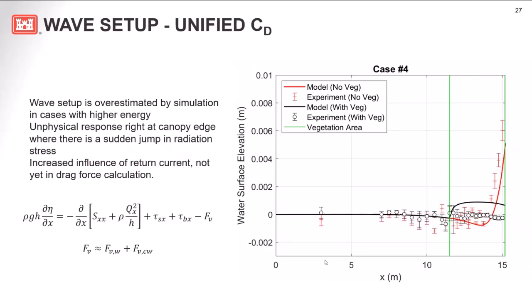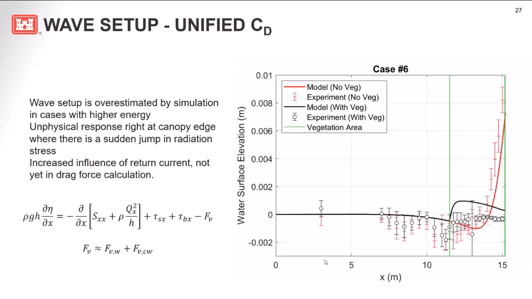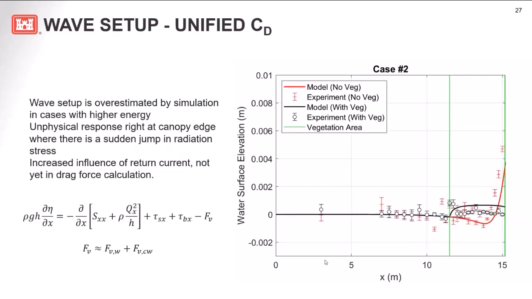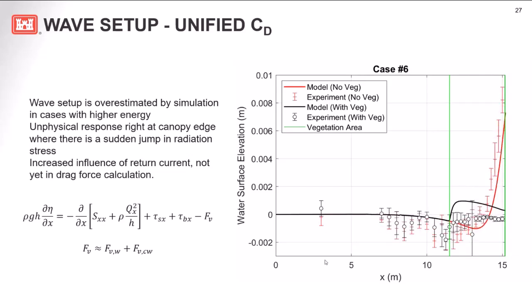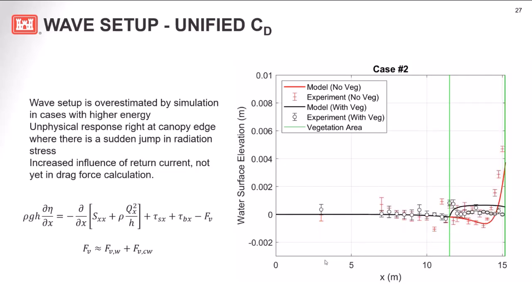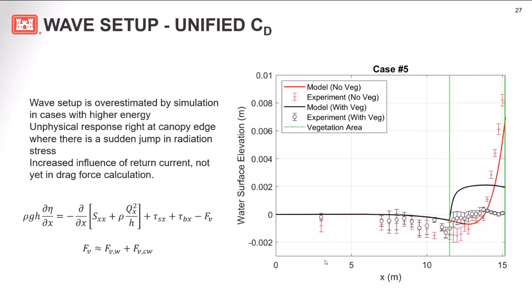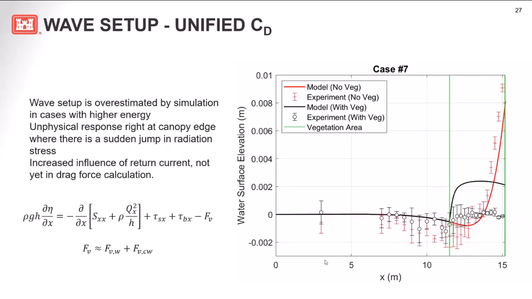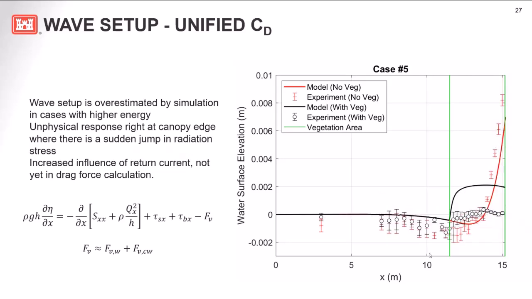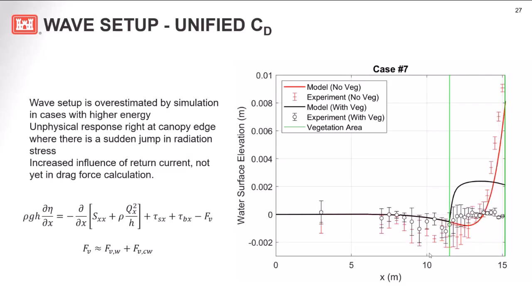Then looking at setup, here again, we get a really big overestimation of the wave setup by the simulation with higher energy. In the first cases, there seems to be a slightly better fit with the observed results, and this is just due to the mean current being very small. So generally, the drag coefficient is not dominant and the dissipation in general is smaller. We can see at the beginning of the canopy that there's an unphysical response right at the canopy edge, and that's due to a sudden jump in radiation stress that increases as the wave energy increases.